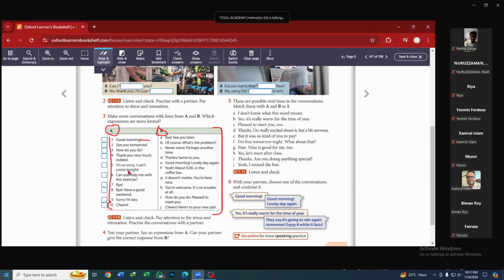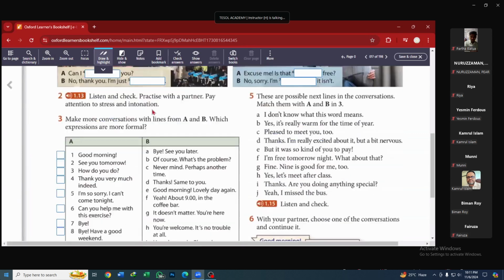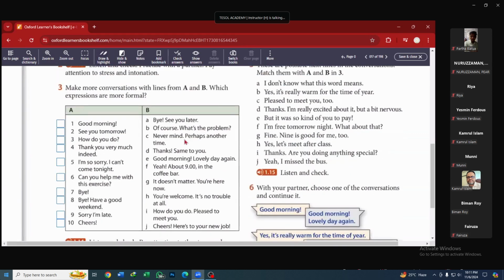Clear, everyone? So take some time. I will be zooming it in so that it's easier for you to see. Now I think it's better for everyone. So let's see the dialogues that are given in A. First, number 1 is good morning. Number 2, see you tomorrow. Number 3, how do you do? Number 4, thank you very much indeed.